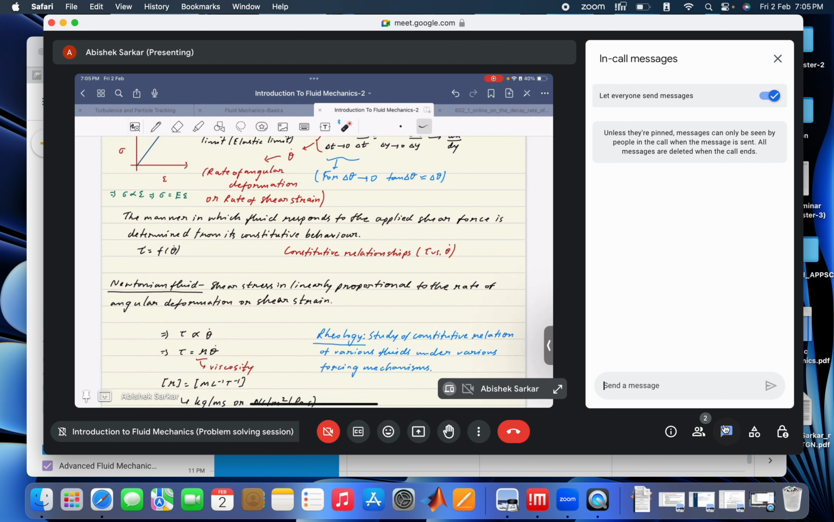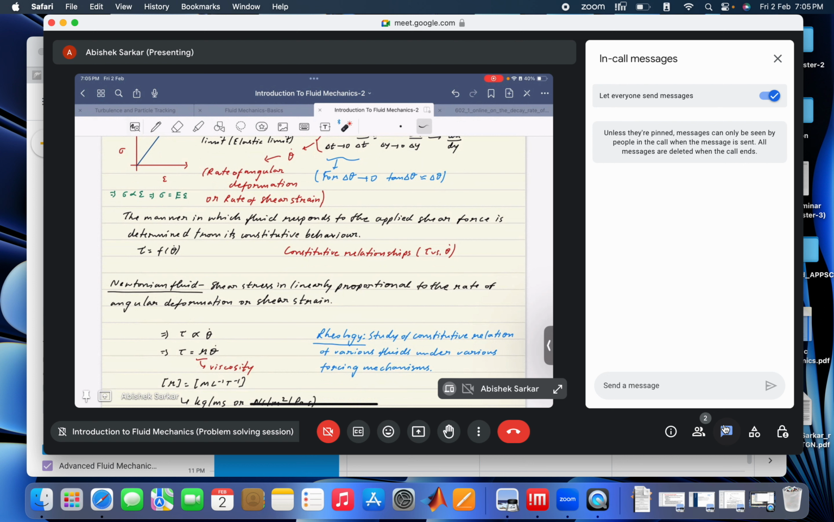So Newtonian fluids come into the picture because most of the fluids that we encounter, or I must say, in an ideal definition, fluids that are mostly encountered in engineering applications or day-to-day applications are ideally Newtonian or an approximate version of Newtonian fluids. But there are several fluids which are not Newtonian that we'll eventually discuss.